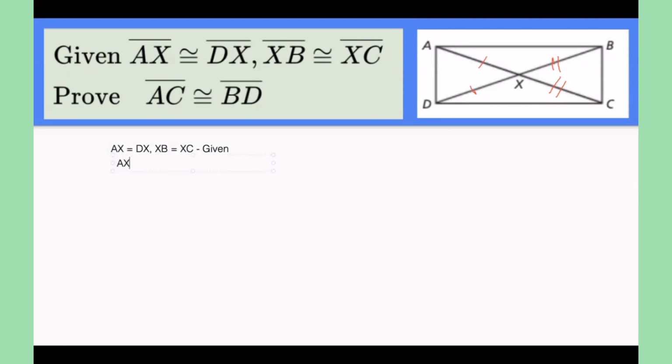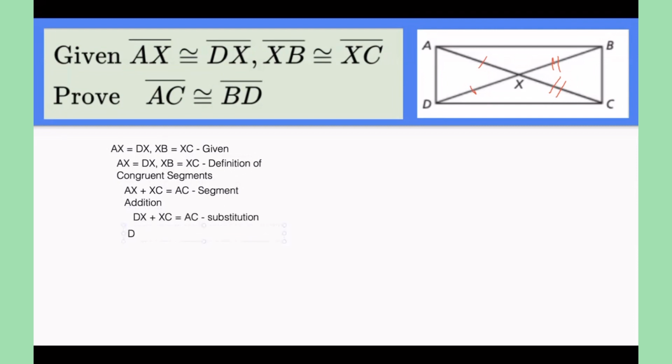Next up, we would have segment AX is equal to segment DX, and segment XB is equal to segment XC, which is the definition of congruent segments. Next, we would have AX plus XC equals AC through the segment addition. Next, we would have DX plus XC equals AC through substitution.